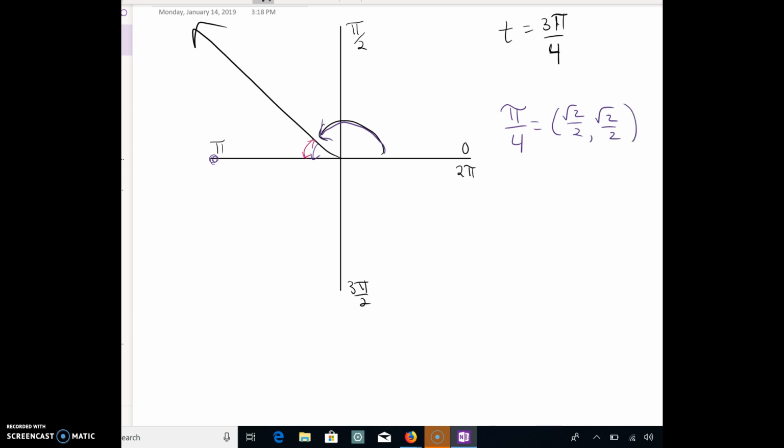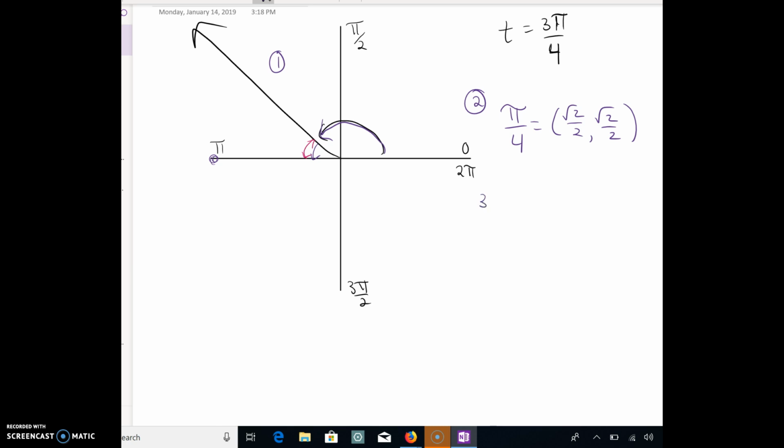And this is step 2. So step 1 is to sketch our angle, which we did. Step number 2 is to find our reference angle, and the reference angle pi over 4 has a terminal point of square root of 2 over 2, comma square root of 2 over 2.